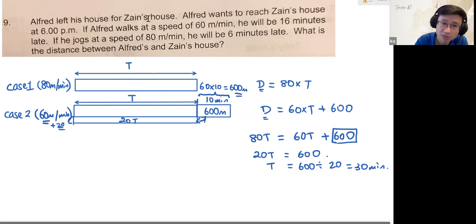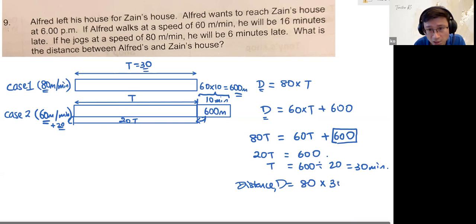So what is t? T is 30 minutes because 20 times 30 minutes will give me 600 meters. So I can find t. And once I know t, I can find the distance easily. Looking at case one, with t equal to 30 minutes, the distance traveled is just speed times time. So the distance d is 80 times 30, which gives me 2400 meters.